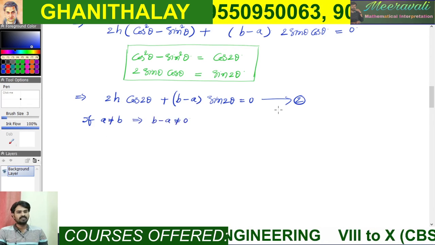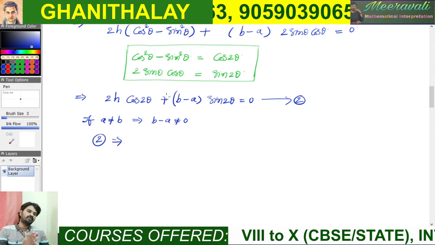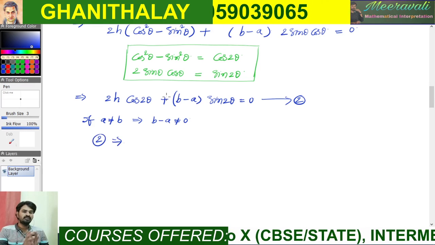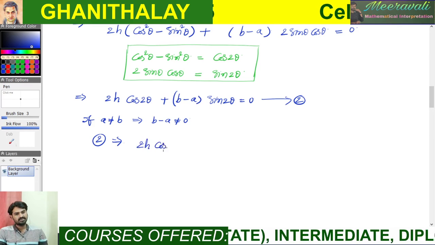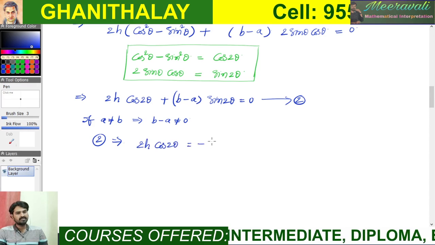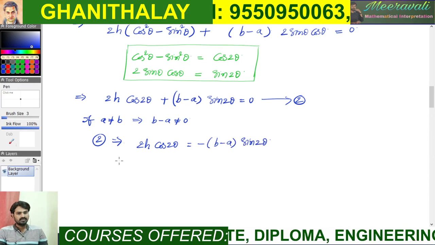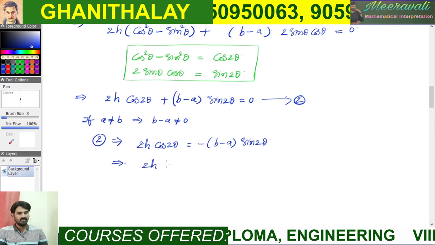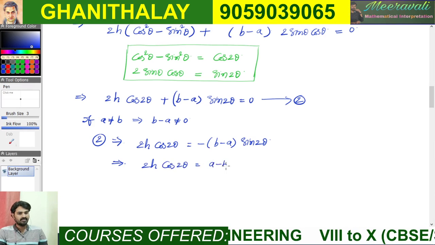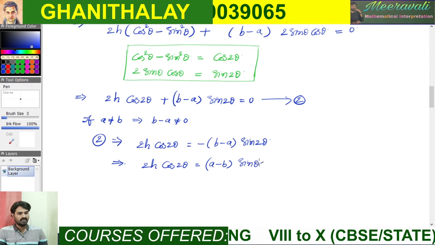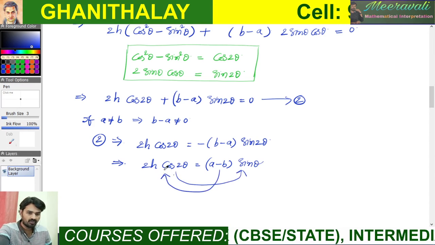Now from equation 2 we have to find the theta value. How do you find the theta value? You can separate the trigonometric functions to the left side. So that is 2h cos 2 theta is equal to minus of b minus a into sin 2 theta. You can simplify here: 2h cos 2 theta is equal to, multiplying by the minus into the bracket, you will get this one. So finally I am going to take this one to this side and this one to this side. So now how much will you get?